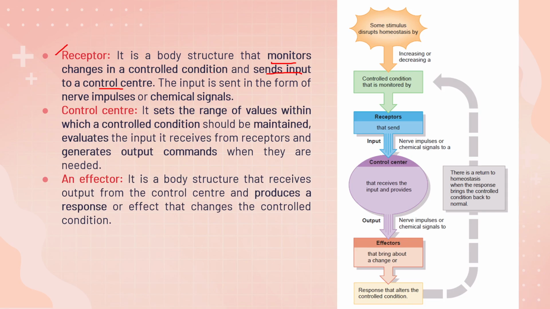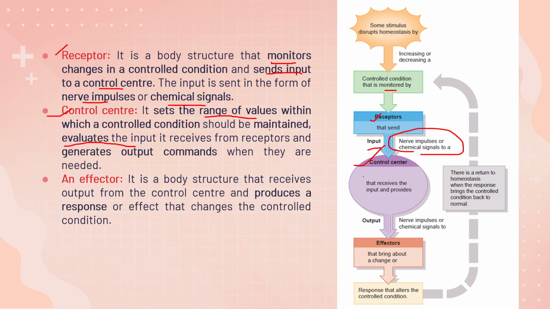Now what is the control center? The control center sets the range of values within which the controlled condition should be maintained. Then the control center evaluates the input it receives from the receptors and generates output commands when they are needed. Stimulus is nothing but the change occurring in the body. That change will be monitored by the receptor, and the receptor sends the input in the form of nerve impulse or chemical signals to the control center.